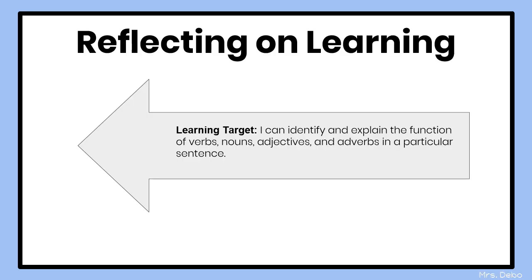Now that we are done with our GUM activity for today, let's reflect on our learning. Give a thumbs up if you can identify and explain the function of verbs, nouns, adjectives, and adverbs in a particular sentence. Give a thumb to the middle if you may need some additional help. Or give a thumbs down if you know you need additional support in identifying and explaining the function of verbs, nouns, adjectives, and adverbs in a particular sentence.